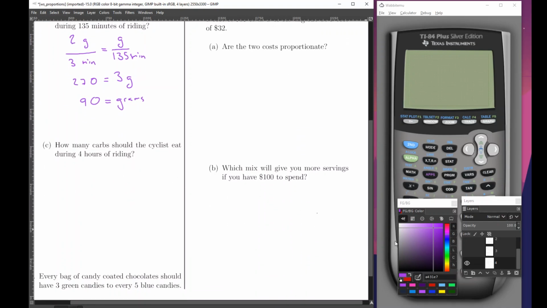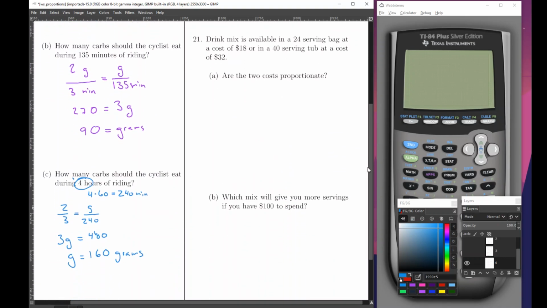So how many carbs should the cyclist eat during 4 hours of riding? Well, 4 hours, 4 times 60 is equal to 240 minutes. So we're going to do the same thing again. 2 is to 3 as the number of grams is to 240. 3g is equal to, this time, 480. G is equal to 160 grams of carbohydrates. And you could do all of this with a calculator too to double check your work, and that's fine. Nothing wrong with that.